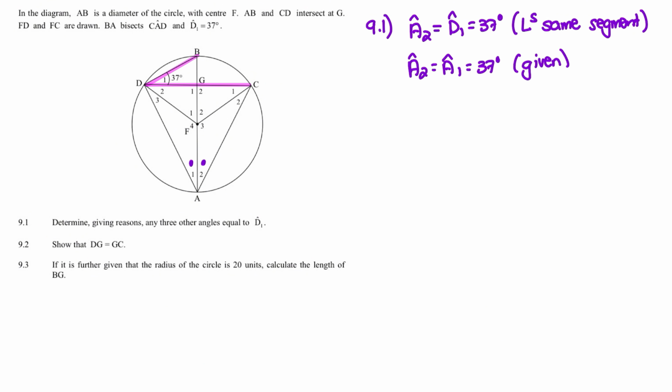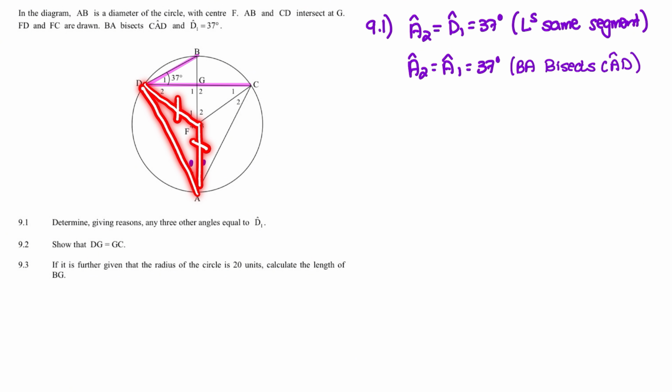And can you see that's the information that I highlighted right at the start of the question? Instead of saying given, you can also say BA bisects angle CAD. And for our third angle, we can see that the angle of A1 is part of an isosceles triangle. So we can say that A1 is equal to D3, which is 37.